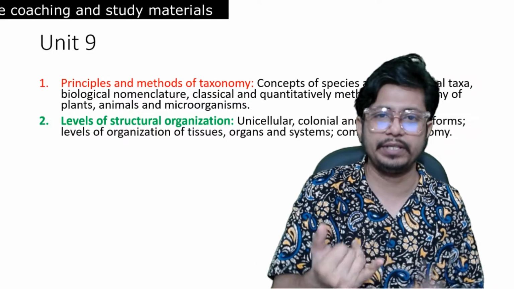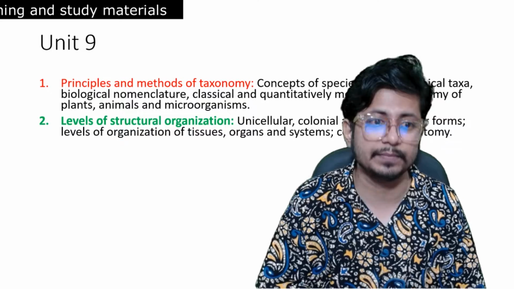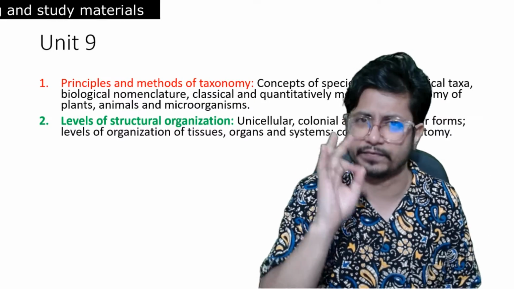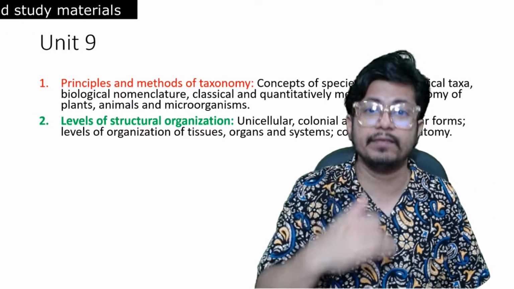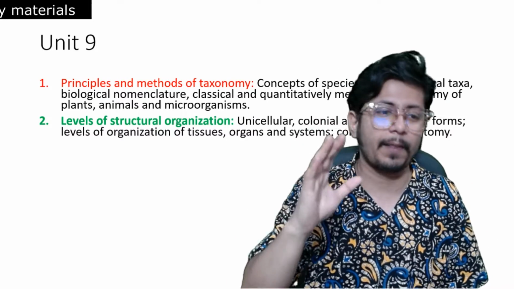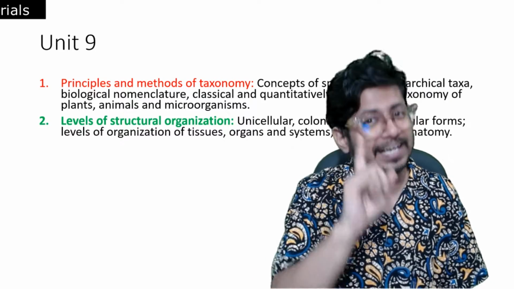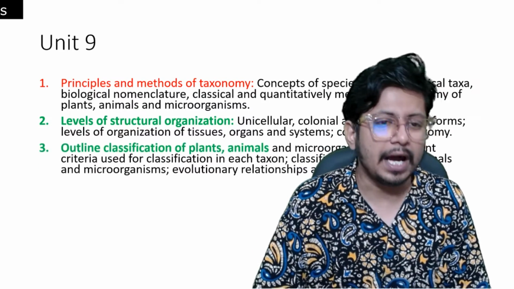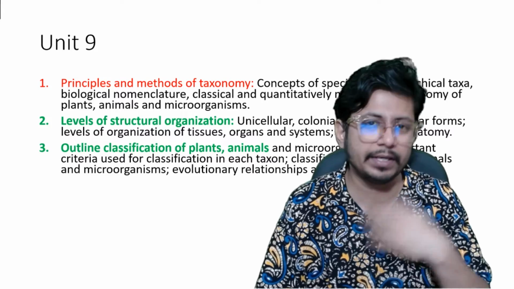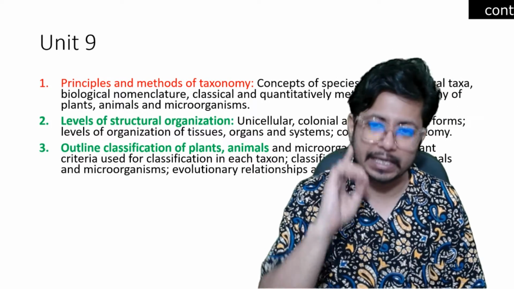That is very important. Unicellular organism, colonial or multicellular form of organism, levels of organization, and everything is very, very important. Most important, levels of structural organization. Based on that, the classification of invertebrates till phylum level and vertebrates till class level. This is very important. Outline classification of plants and animals. So again, animal classification for invertebrates till phylum, vertebrates till class.